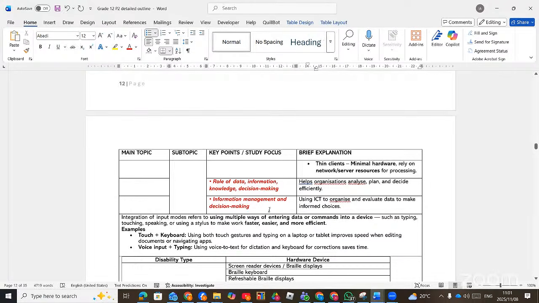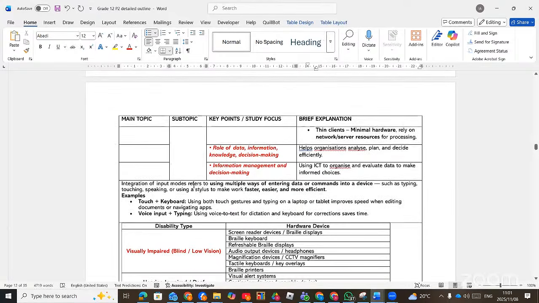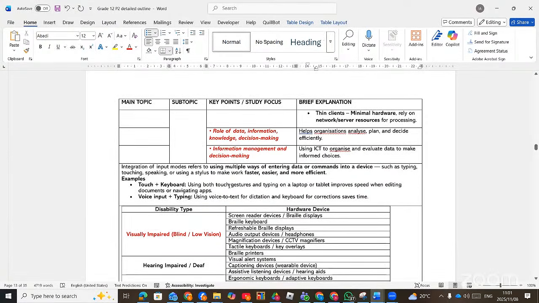Then we need to also know the integration of input modes to enhance productivity. That is whereby you use multiple ways to enter data or commands into the device. For example, if you go to Pick n Pay, they can use a touch screen to type. They can also use a keyboard to type. If the touch screen is not working, they can use the keyboard. If the keyboard is also not working, they can use the barcode scanner to scan it. So you have to know this.